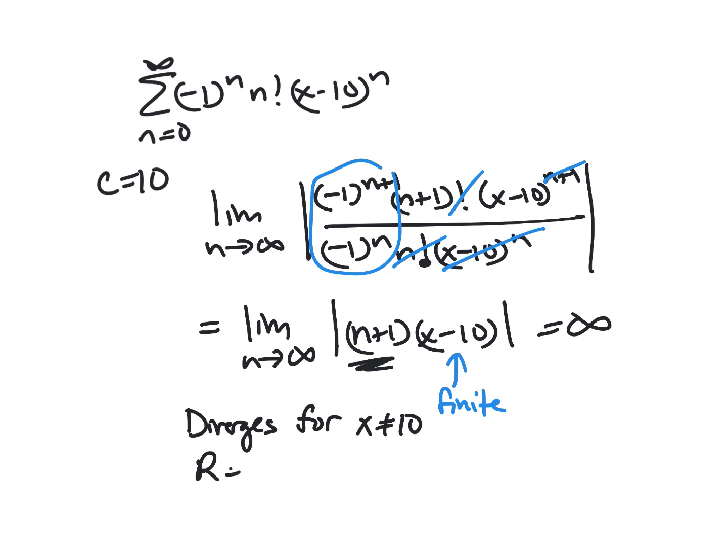In this case, we would say that our radius of convergence is 0, right? Because if we look at our picture, we've got 10 here, and then that's the only point, right? So we have a 0 radius interval around it, and no real interval of convergence. It's just the point 10.